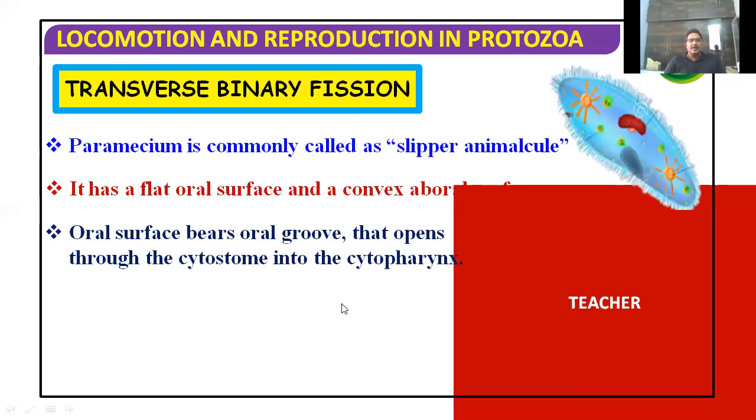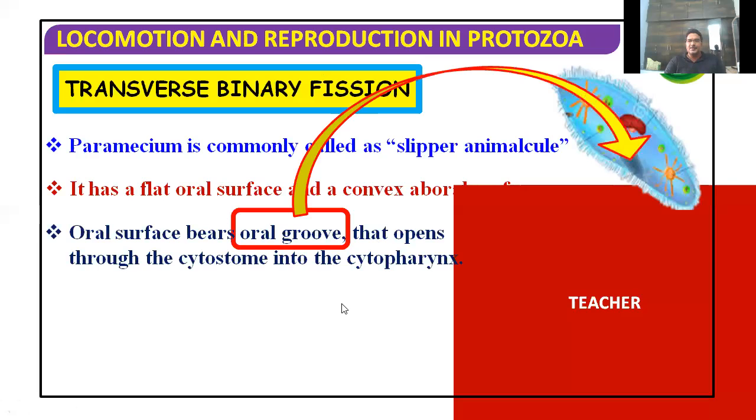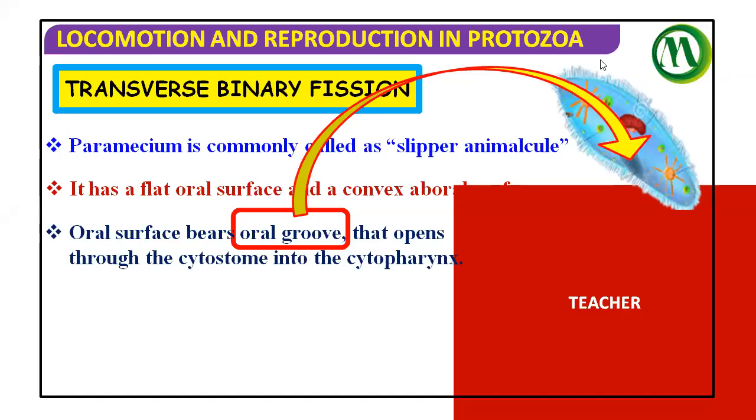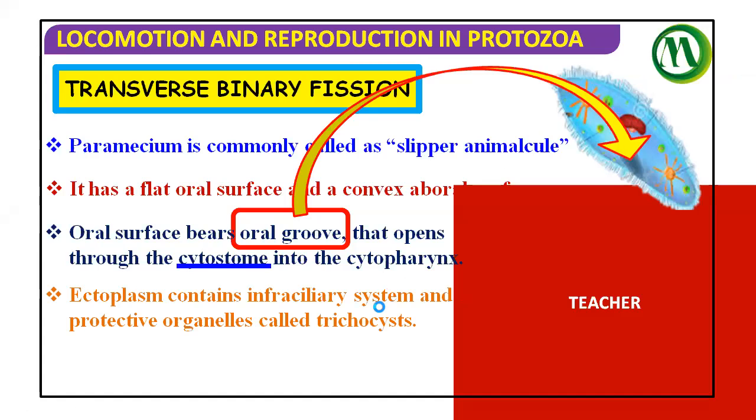So let's continue. Let's see the oral groove in the Paramecium, how it is. The place we are showing here is the oral groove and cytostome, where the oral groove opens into the cytostome, then the cytostome opens into the cytopharynx.